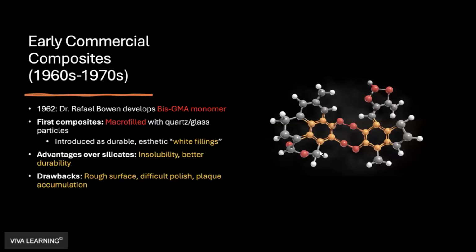The original composites were called microfills. We don't even use microfills anymore, and they were made out of quartz and glass particles, and that's when we introduced the term the white filling. Basically, these were less soluble than the original composites. They lasted a little bit longer, but the big problem we had with the microfill composites is they were very hard to polish.